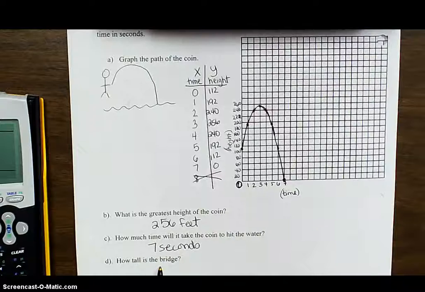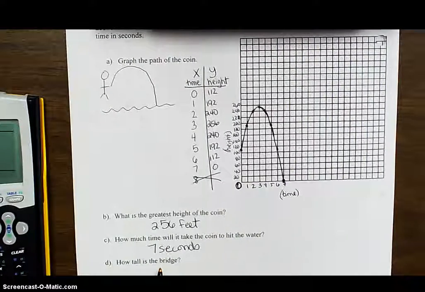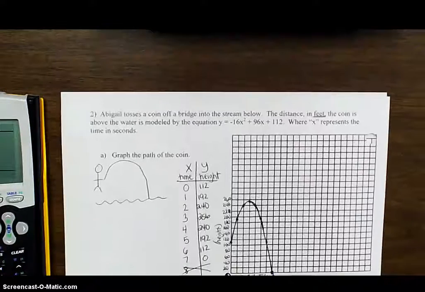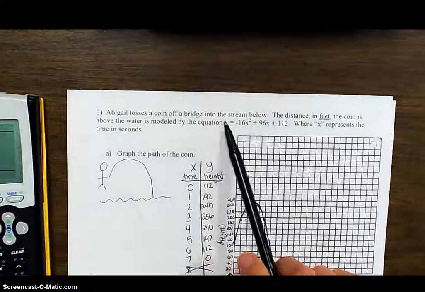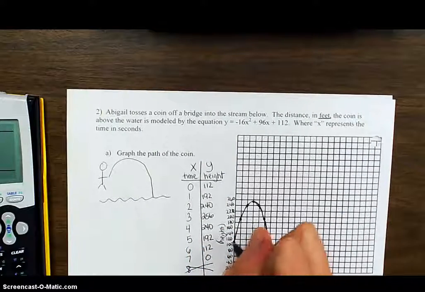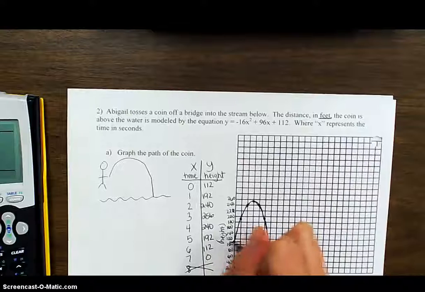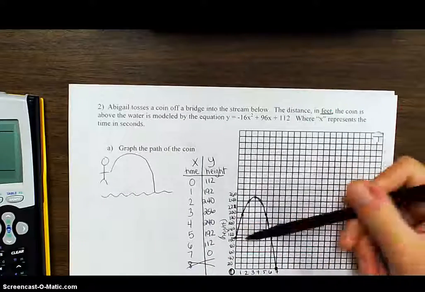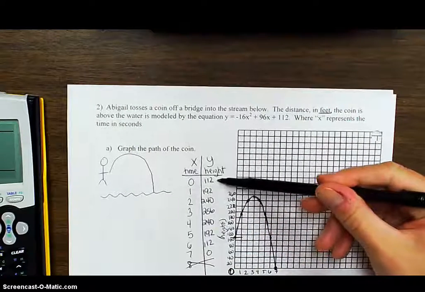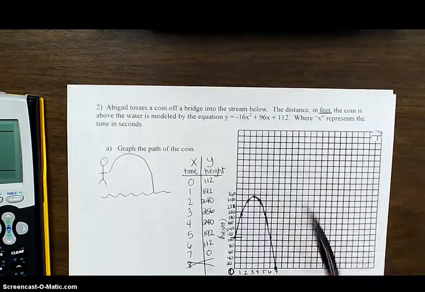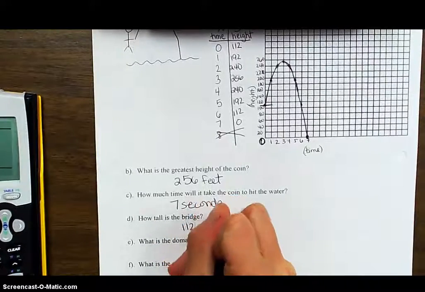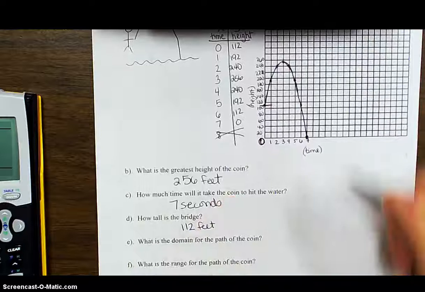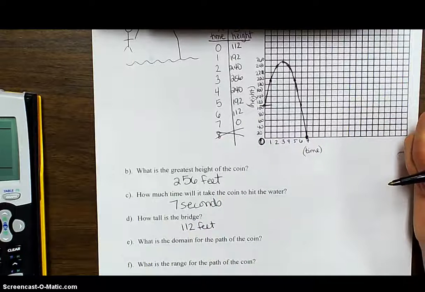How tall is the bridge? Let's go back and reread here. So bridge, where is the bridge here? So Abigail tosses a coin off the bridge into the street. Oh, so here's the bridge. The bridge is where you're starting. So where did we start? At time 0, how high was Abigail in the air? She was at 112 feet. So the bridge has to be 112 feet tall because that's where she started.